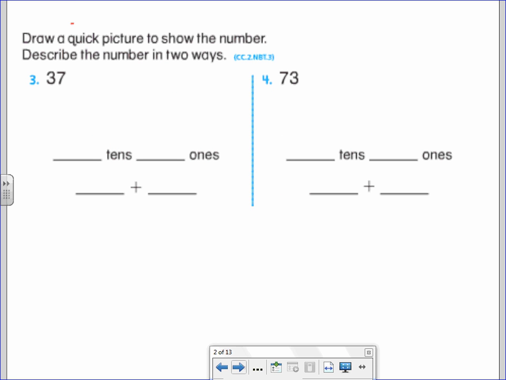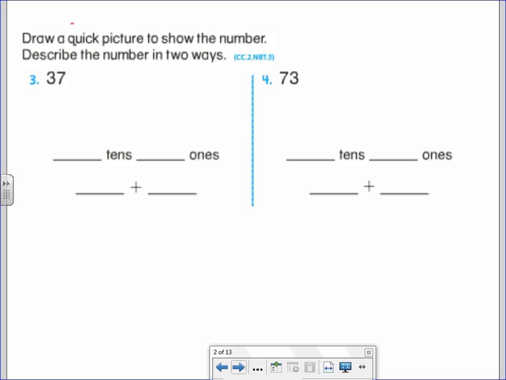Next question. Draw a quick picture to show the number. Describe the number in 2 ways. When we do a quick picture, we are not making drawings of tens and ones like this and making sure there are 10 little lines here. That would take way too long. So a quick picture is just sticks and dots. The sticks are for the tens and the dots are for the ones. You could also make little circles.